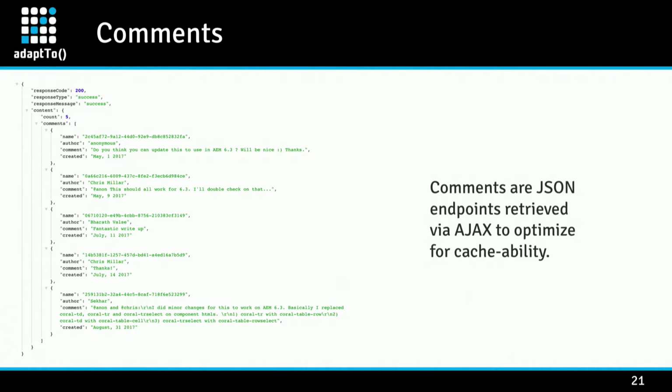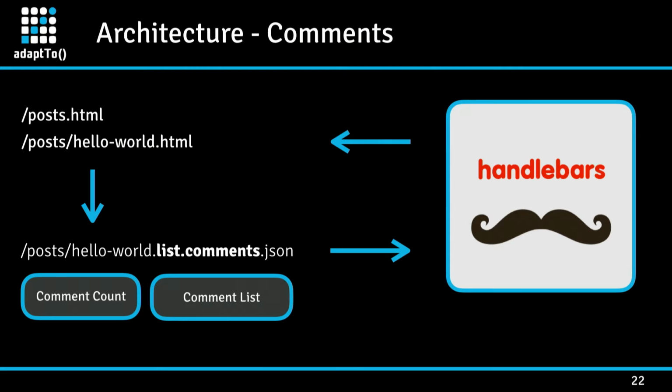It's tied to a servlet, and it generates the comments for a given post. So if someone creates a comment, we don't want to flush all of the posts and all of the paginated lists just because someone made a comment. So what if we could just flush posts/hello-world.list comments? Well, we can do that. And so the post stays in your cache. And of course, this is all wired up through Handlebars and some custom XHR calls.